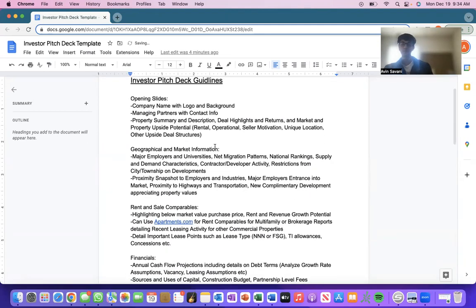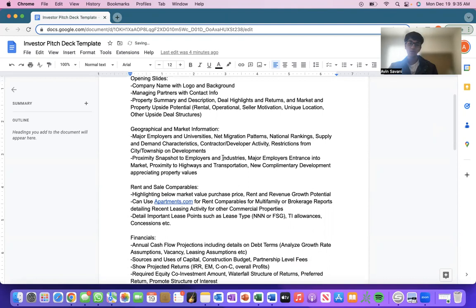That's the investor pitch deck guidelines. So I know it's a decent amount. And obviously you want to make sure that your deal is under contract because you don't want to waste time and effort putting it all together just for the deal to fall out, right? So I highly recommend that once you have executed the purchase and sale agreement and you're under contract, I would start this process.